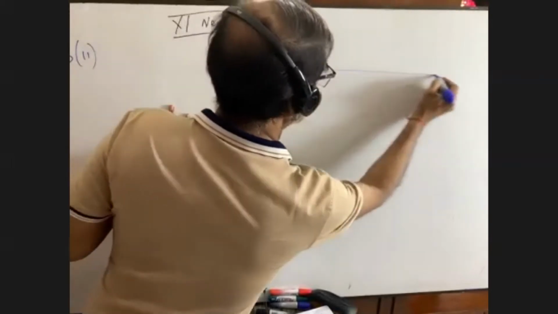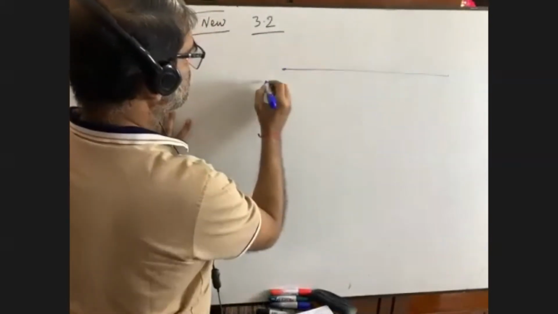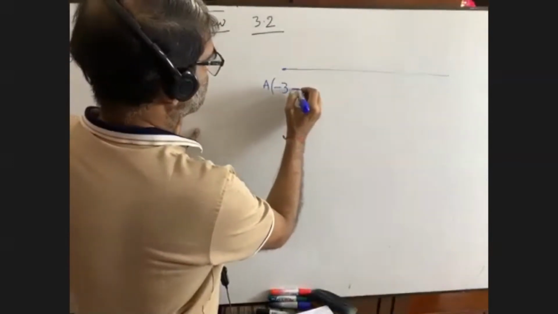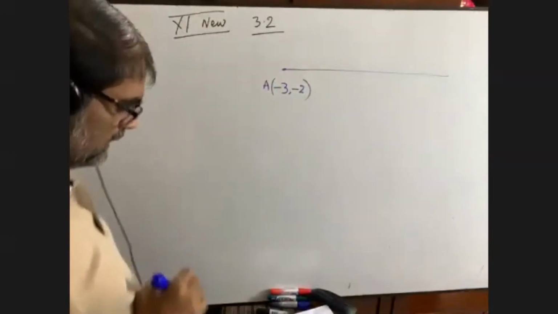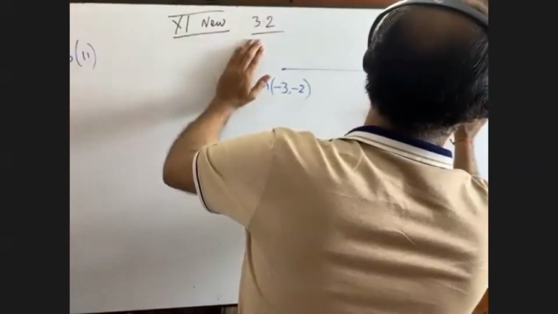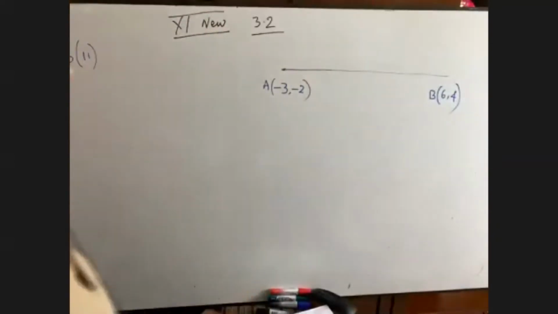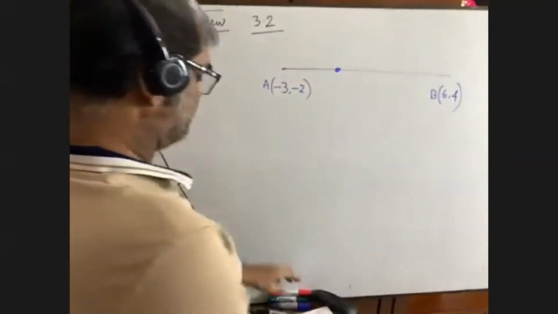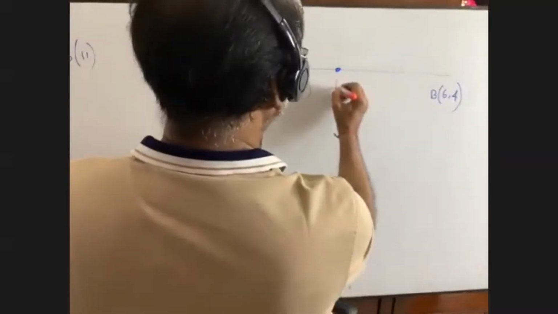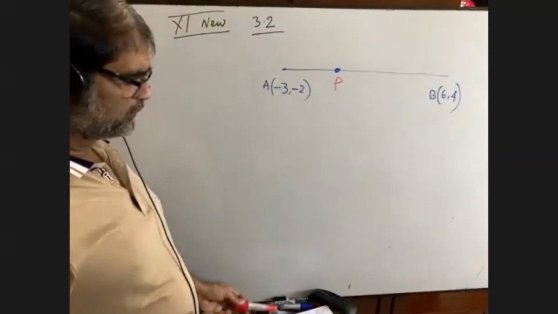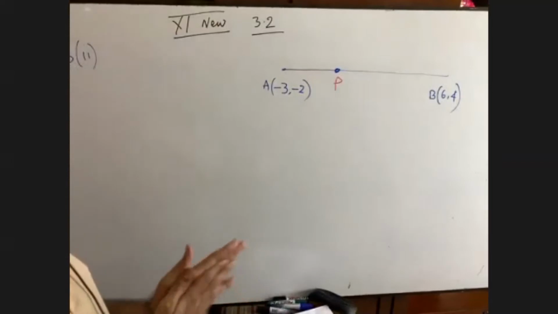Points are given. This is A, given as (-3, -2). Another point is B, given as (6, 4). You have to show that the origin is one of the trisection points. That means, suppose we take a point here and name it P. Now we have to find the coordinates of P as (0, 0).